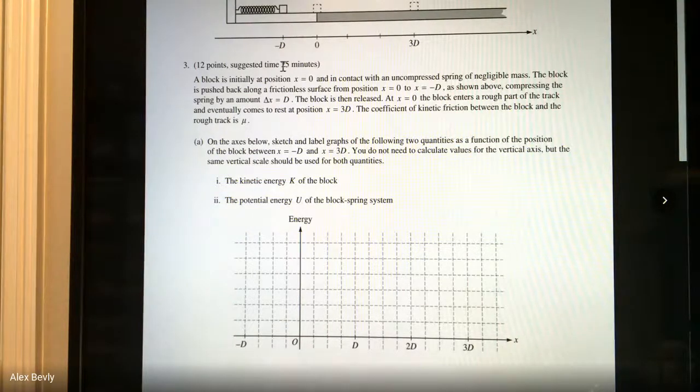So when you go through it, try to take this seriously, 25 minutes. Set a timer and work on this for 25 minutes with the resources you're allowed. You can have your notes out. You can have your formula chart out. You can have your book out, things like that.